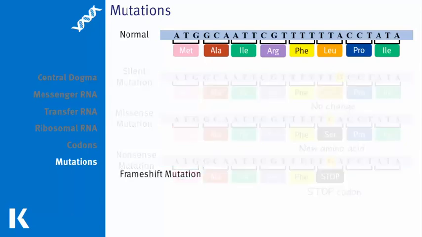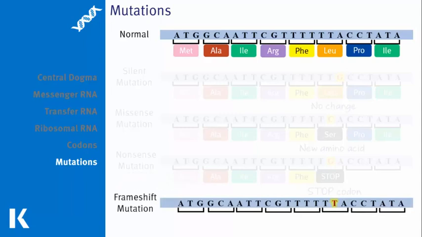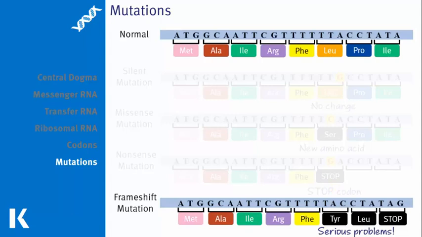Frameshift mutations occur when a nucleotide is added or deleted from the mRNA. If we remove the T, for example, everything upstream of the T is fine, but everything after that has changed. This is bad news, as the protein will not serve its original function, and many frameshift mutations lead to one of the premature stop codons eventually. Make sure you understand the differences between these types of mutations.